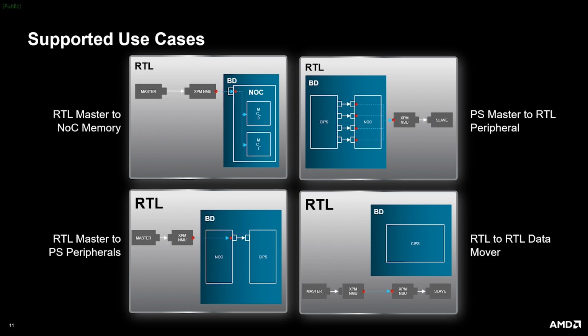In the bottom left, you can have an RTL master access peripherals of the processing subsystem, perhaps an AXI master accessing the on-chip memory of the processor. Finally, in the bottom right, the modular NOC enables RTL to RTL NOC transfers. In this case, both the master and the slave are in the RTL and can be connected without touching the BD in the design. DFX use cases will be discussed in future videos.